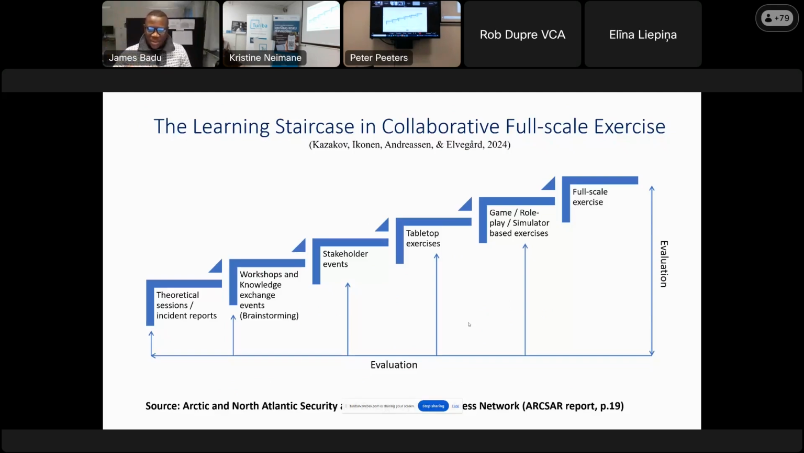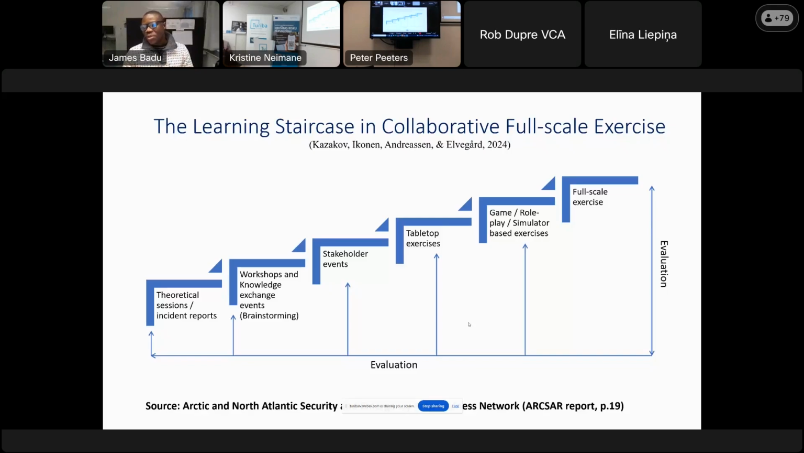First, you should start by talking about the actors, meet the actors, and then think of incident reports. Do you have any previous incidents? How were they managed? If there's a theory behind it, which most of the time there is, we have to talk and reflect about this. But more importantly, the incident reports. And then from there, you move to a different level where you involve the actors again, but this time the aim is to brainstorm, so you can have workshops and exchange knowledge about previous events and how you are going to do the event. And then you have another bigger stakeholder event.